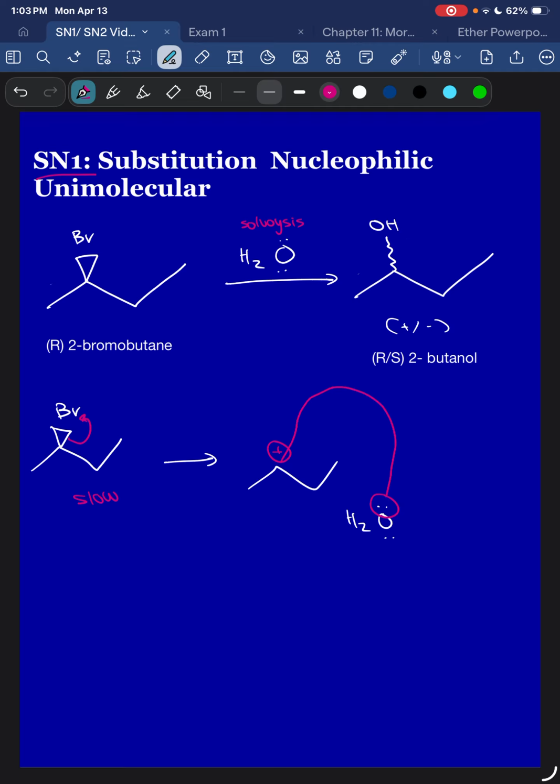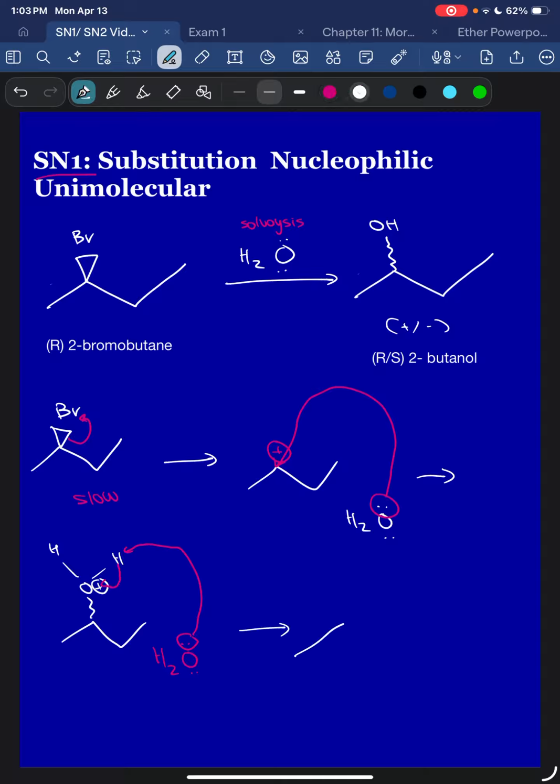From here, the nucleophile will come in and attack the carbocation, which will lead to this. And the stereochemistry is going to be racemic because the nucleophile can attack from either the front side or the back side. And since the oxygen is positive and we want to get rid of that, we're going to do a deprotonation step. So we're going to have the H come off there, and that'll lead us to our final product of 2-butanol. And once again, a racemic mixture, which is a characteristic of SN1 reactions.